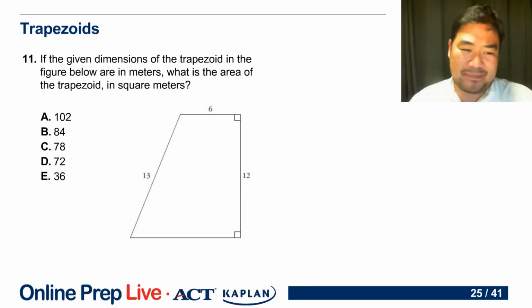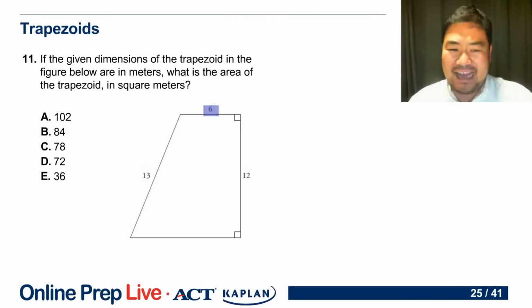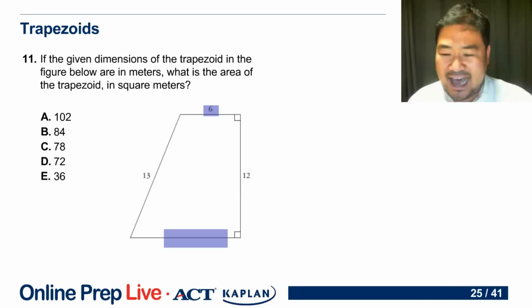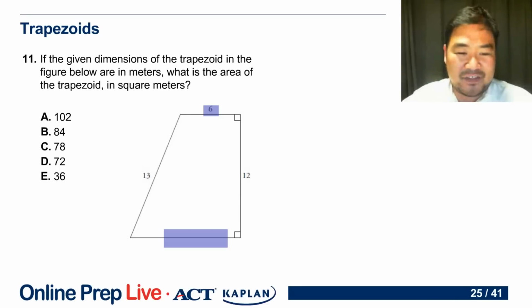And you may have thought, well, wait a minute. I'm given one of them, right? I'm given the 6 over here, but I'm not given the other one. Wait, where's the other base? I need this thing. I'm sad. I don't know where that other base is.